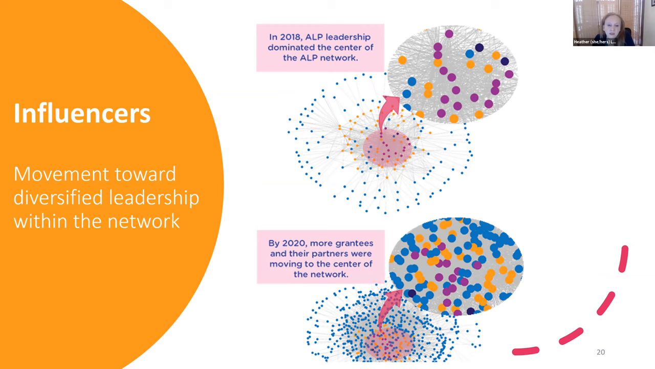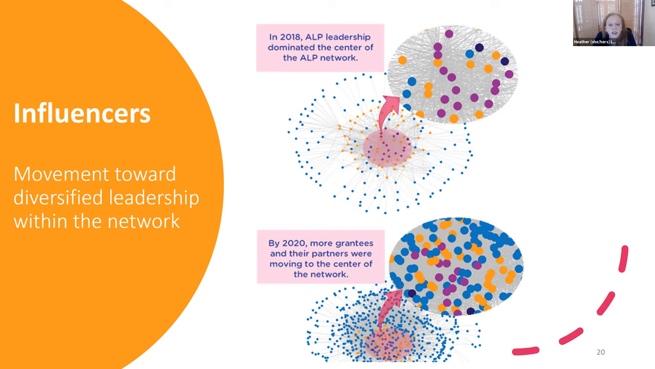Finally, through social network analysis, we were able to see changes in the composition of who is most central in the network. And this is important because in order for field building efforts to be successful, there needs to be a broad cross-section of leaders who are ready to carry it forward, people that are really invested in the field and pushing it forward.